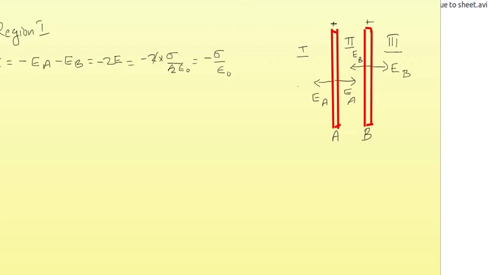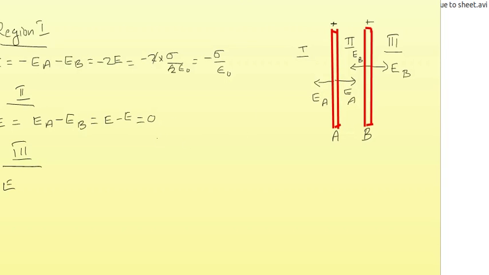Then what is the field due to the two sheets in region 2? In region 2, the total field E is equal to that of EA. EA is towards right. Then that due to B, which is EB, is towards left. So this is plus, this is minus. So plus EA minus EB, that is E minus E is equal to 0, as shown in the previous case also. It was 0 between the two sheets.